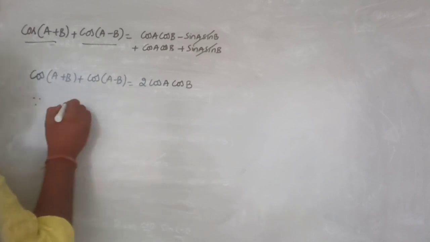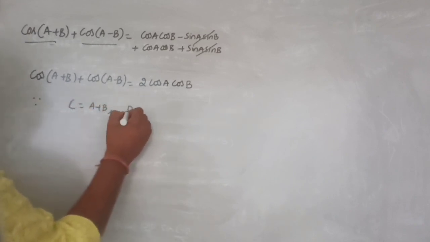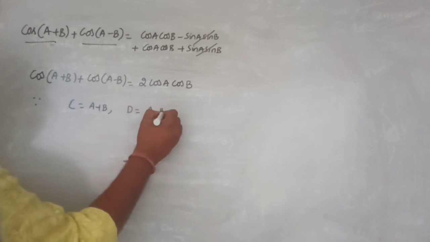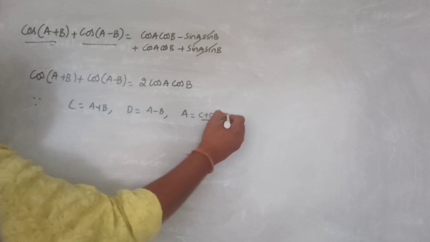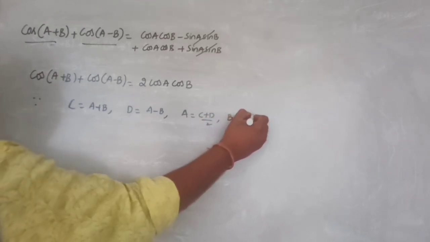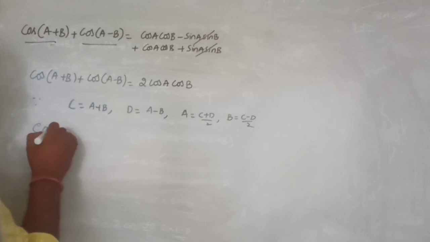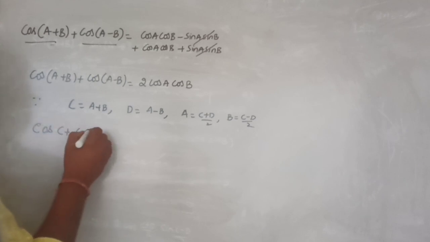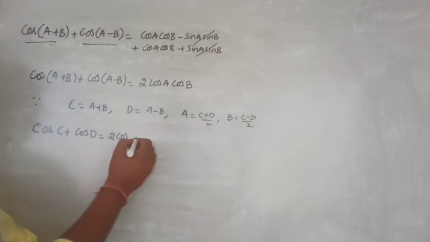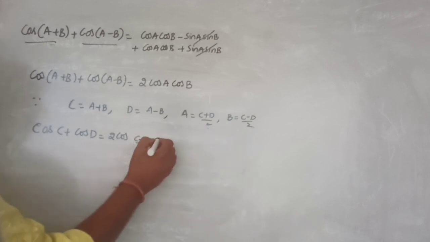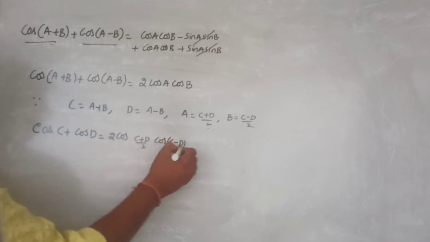Here, since we know that C is equal to A plus B and D is equal to A minus B, then A is equal to C plus D by 2, and B is equal to C minus D by 2. So substituting these values, we get cos C plus cos D is equal to 2 cos of C plus D by 2 cos of C minus D by 2.